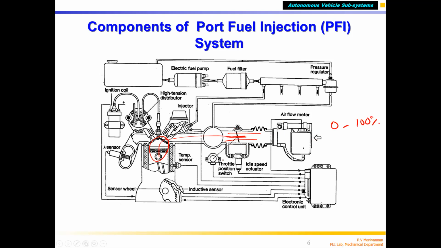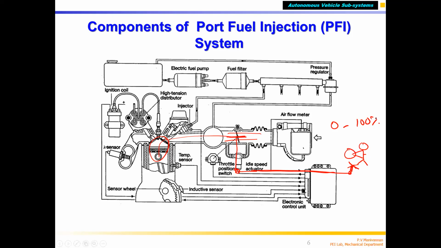The driver is pressing the throttle mechanically. There's a mechanical link, because the driver may be sitting here holding the steering wheel, and there is a throttle pedal, which is pivoted. There's a mechanical link between these two. So when he presses this, the throttle opens, fully open or fully closed.